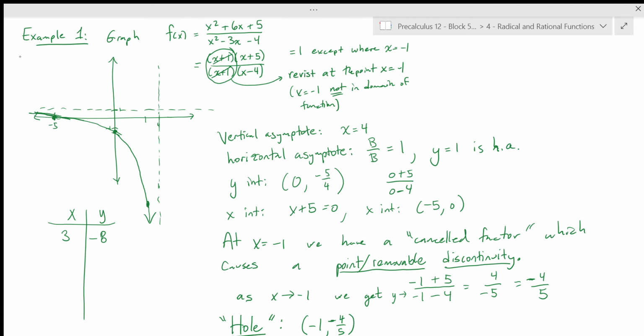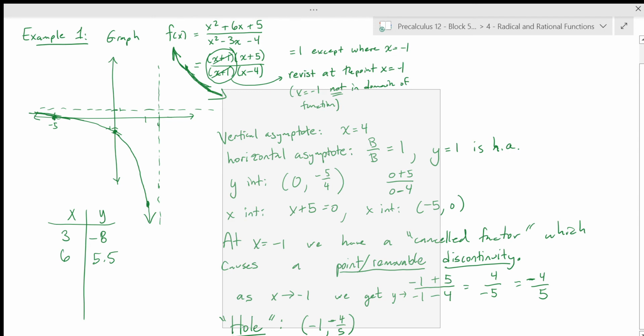Okay, so let's try the other side. I'm not sure whether I'm going to be coming back up from the bottom or coming down from the top, so I'm going to plug in 6 and see where I am. If I plug in 6, I get 6 plus 5 is 11, and then 6 minus 4 is 2, so 11 over 2 is 5.5. So it looks like I'm going to be coming down from the top. Even at 6, I'm still only right here. So I'm going to be going up this way, and then slowly making my way down this way to go out with my horizontal asymptote. It may take me a while before I get really close to my horizontal asymptote.